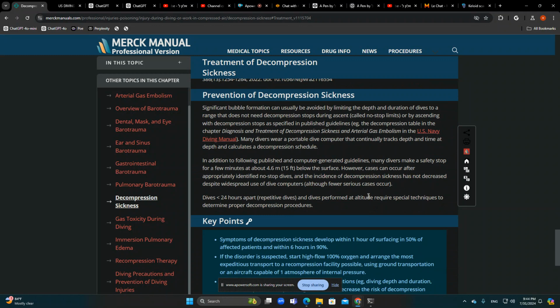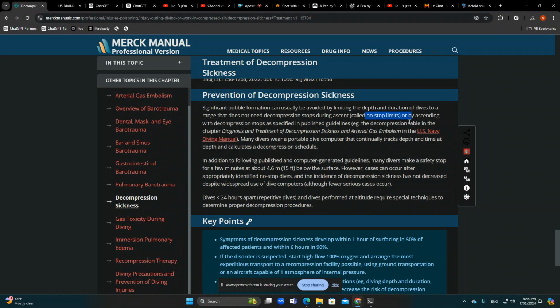Now, prevention. You should work, as we said, by ascending very slowly, using the stops needed to decompress the patient, not ascending too fast. There are tables that tell you if you dive to this depth for this time, then you need to do these decompression stops in your ascent.